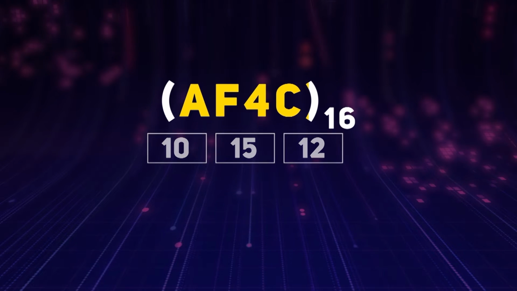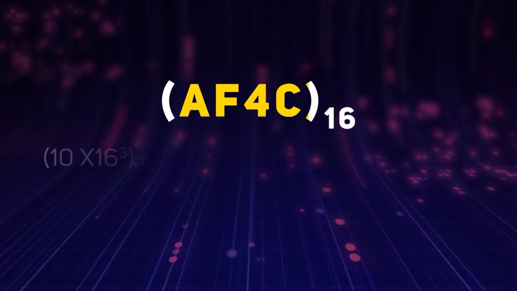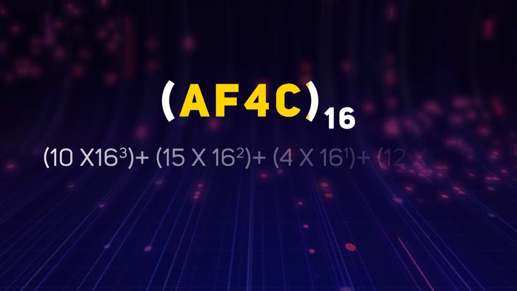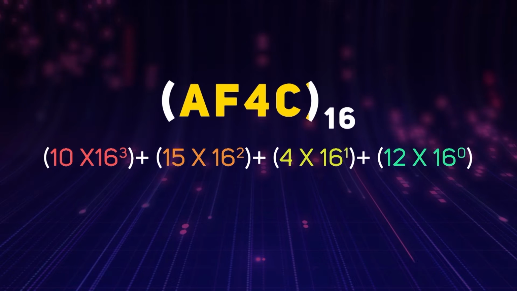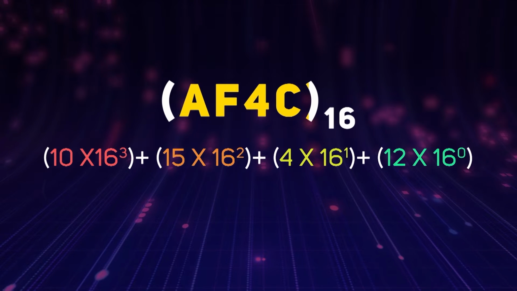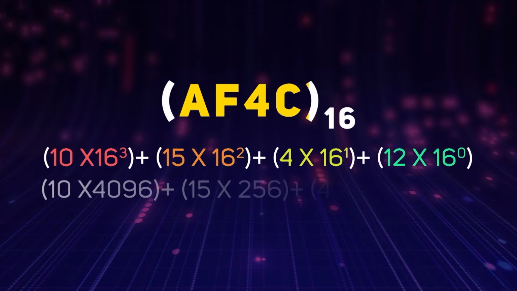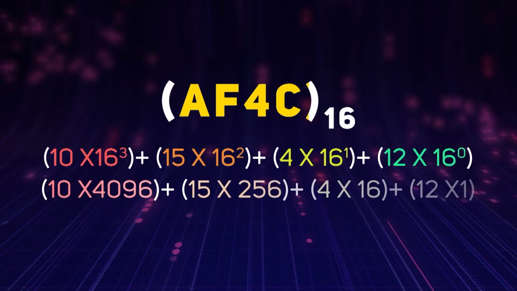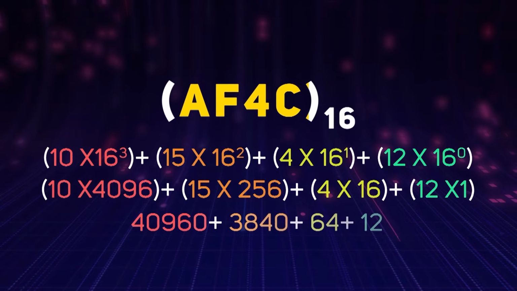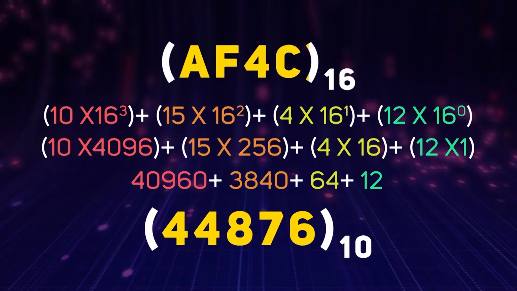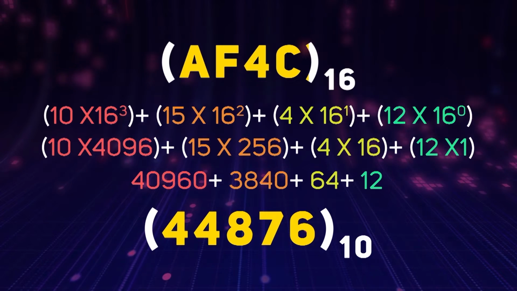So, AF4C to the base 16 can be written as 10 into 16 raised to 3 plus 15 into 16 square plus 4 into 16 plus 12 into 16 raised to 0, which is equal to 10 into 4096 plus 15 into 256 plus 4 into 16 plus 12 into 1. And the final result is 44,876 to the base 10. Using the same procedure, numbers represented in any number system can be converted to decimal.